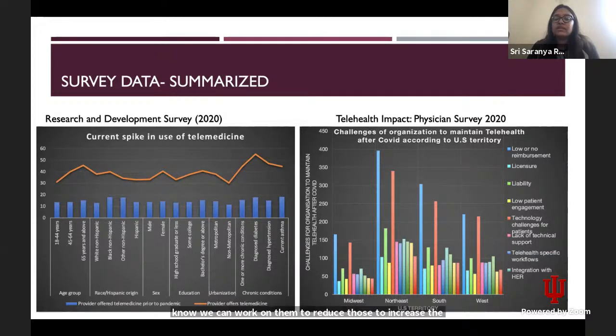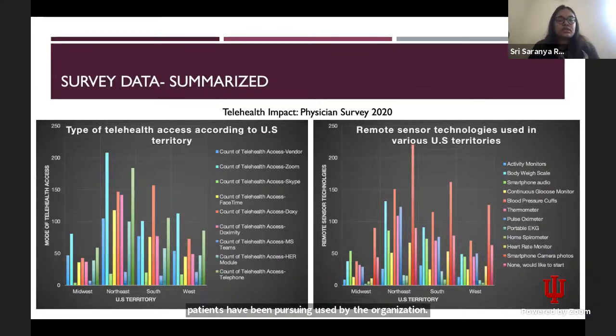And it can be seen that low or no reimbursement and the technological challenges for patients have been perceived most by the organizations. And moving forward, there were also some key charts again from the same survey. So the first chart portrays the different types of telehealth access used in the 4 regions of the US territory, and it can be seen that Zoom, telephone, and the Doxy mode of access were the most used. Doxy is also a type of platform where we can conduct video calls and services like that.